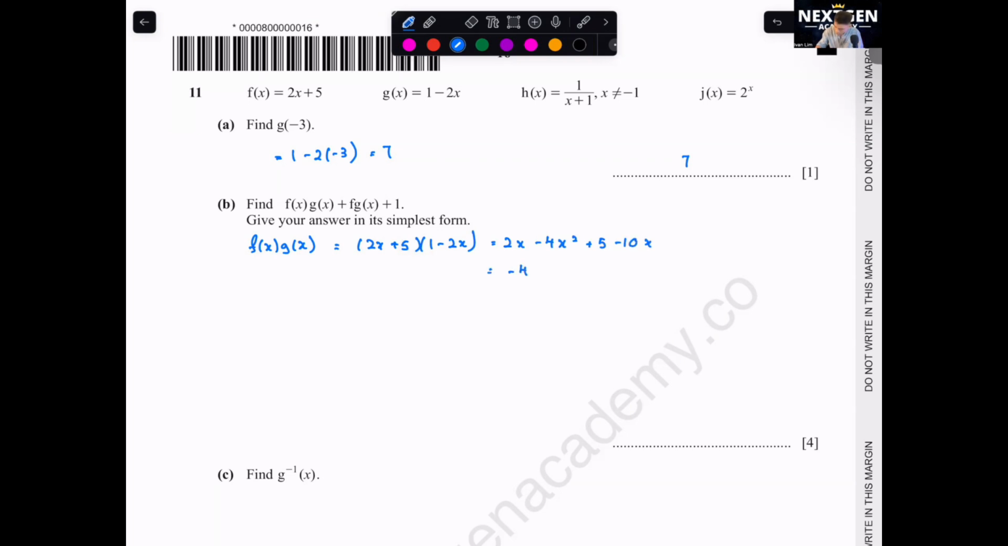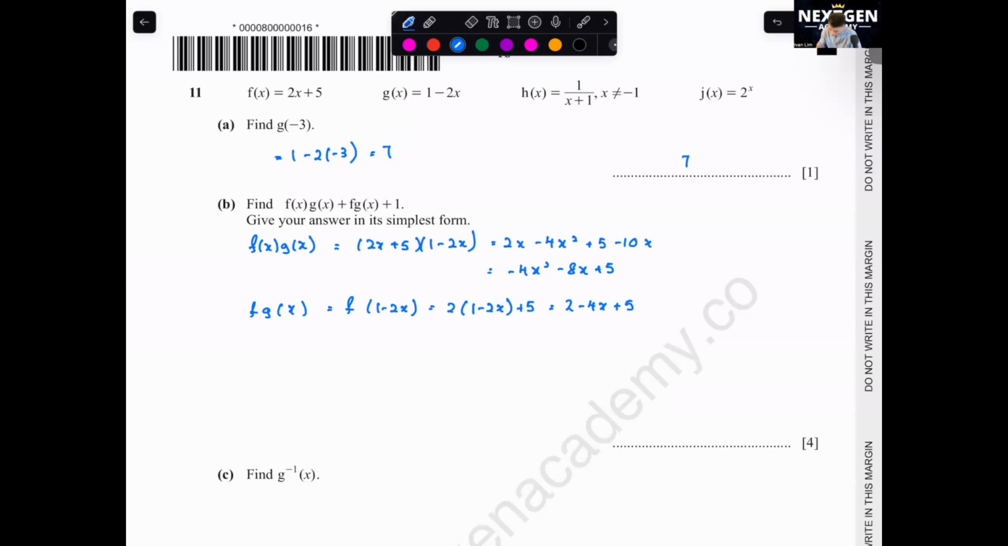I will rearrange it. Negative 4x squared minus 8x plus 5. Is it 8x? 2x minus 10x, yes, 8x. Now f(g(x)). What's the difference? This is a composite function. So f of 1 minus 2x. f(x) is 2x plus 5. So now it's 2 times (1 minus 2x) plus 5. This will become 2 minus 4x plus 5.